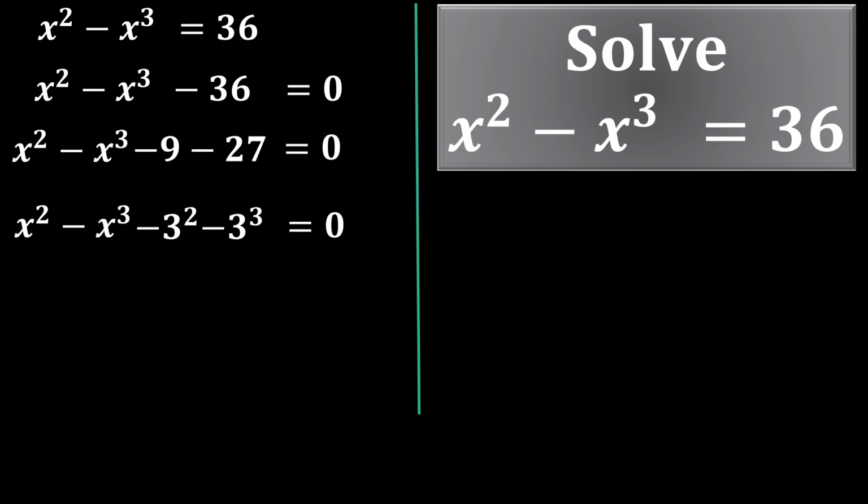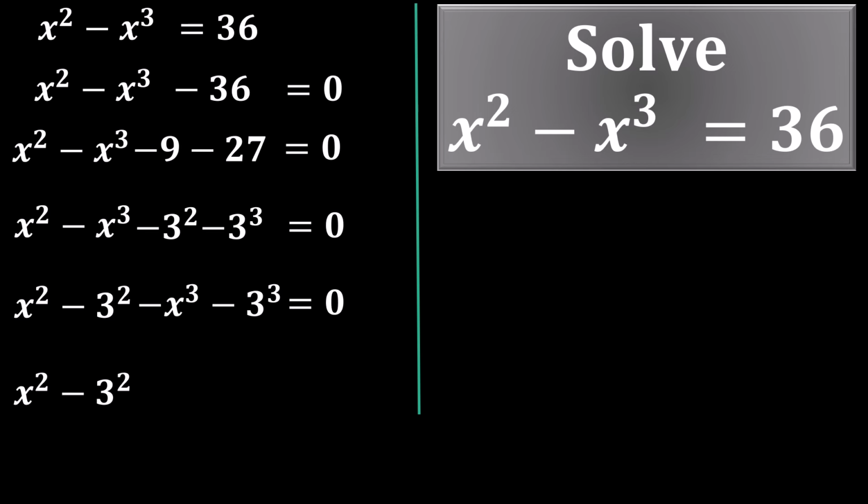Now, if we rearrange and take x squared minus 3 squared minus x cubed minus 3 cubed equal to 0. By doing this, we have x squared minus 3 squared, which is a difference of 2 squares. And if we factor out minus 1 like this, we are going to get x cubed plus 3 cubed, which is a sum of cubes, equal to 0.